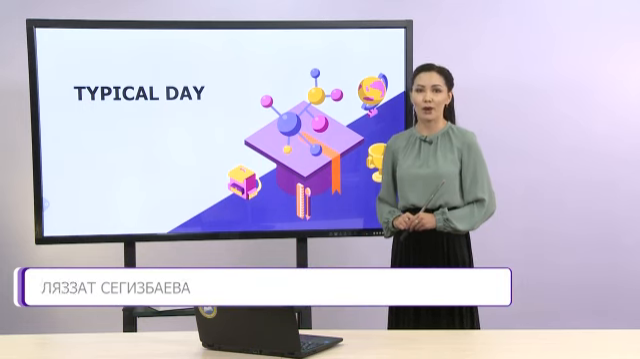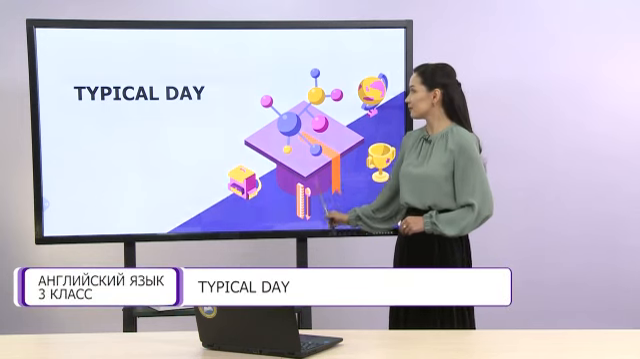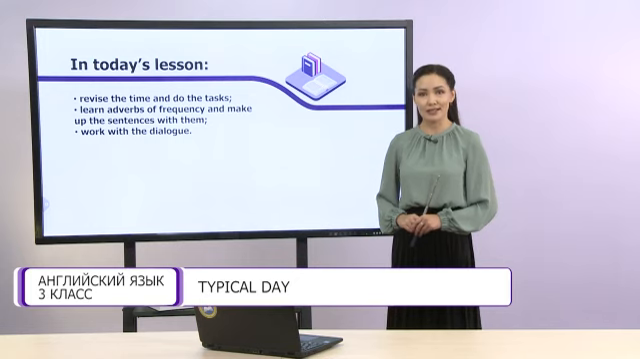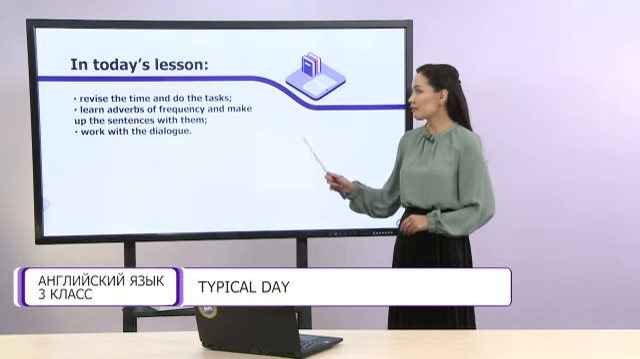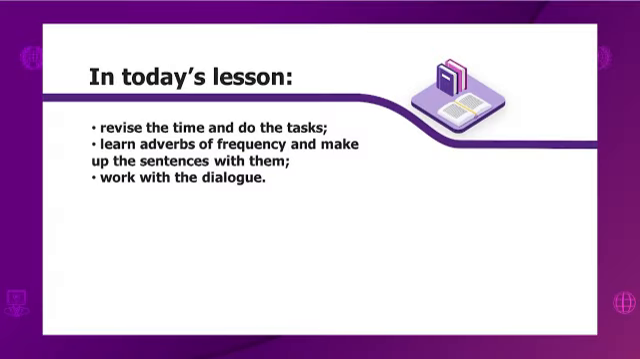Today, the theme of our lesson is typical day. In today's lesson, we will revise the time and do the tasks, learn adverbs of frequency and make up sentences with them, and work with the dialogue.